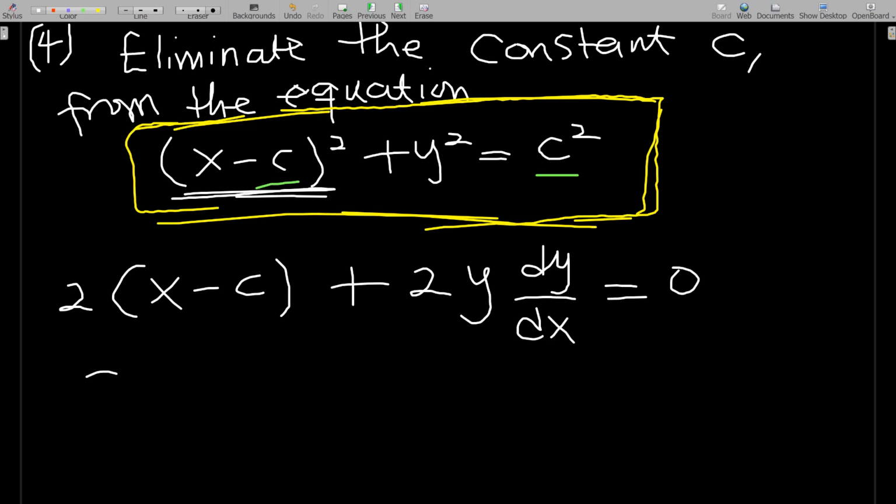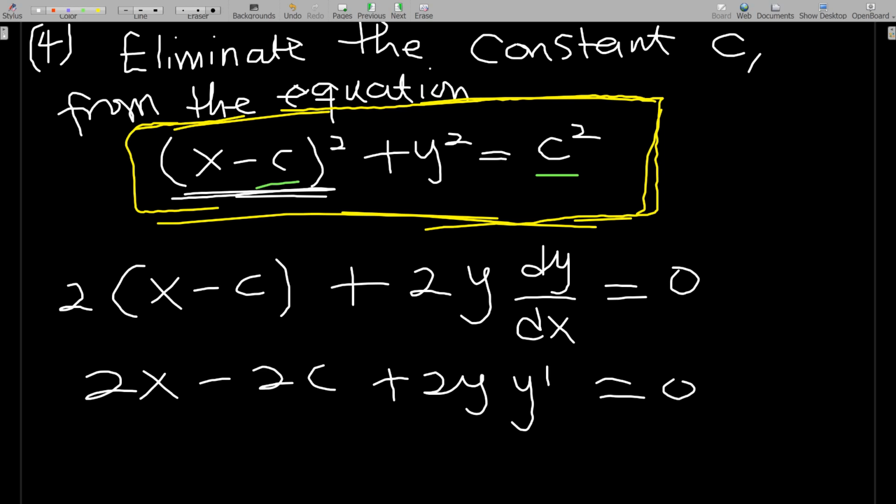Now I expand this and I have 2x minus 2c plus 2y y prime, because dy dx is the same as y prime. So if I divide through by 2, I have x minus c plus 2y y prime is equal to 0. And obviously this is a non-linear differential equation. I hope you can see this. So I have x minus c plus 2y y prime equals 0.